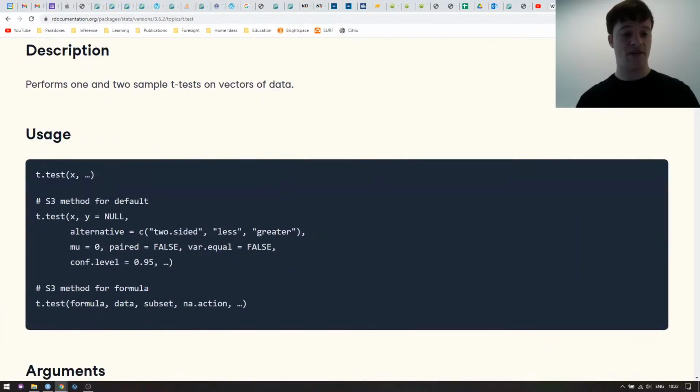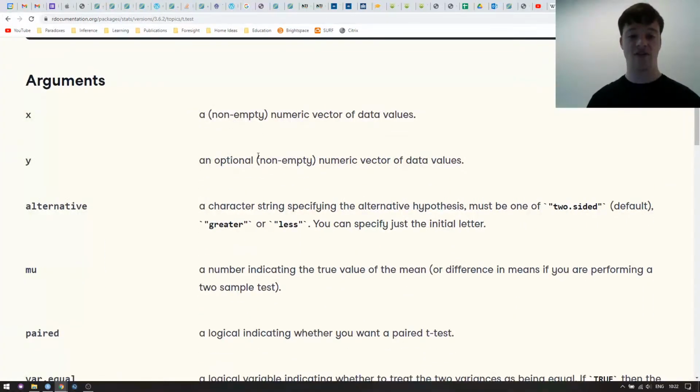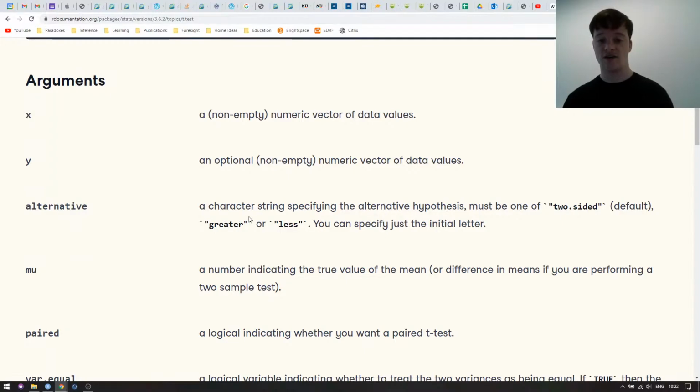What does it say? It says x, comma, y, alternative is c, two-sided, less, greater. Okay, that doesn't really help. What does the argument say? It says a character string specifying the alternative hypothesis, must be one of two-sided, between brackets, default. Yeah, so it's a bit of a search, but that means that two-sided testing is the default for this t-test function.